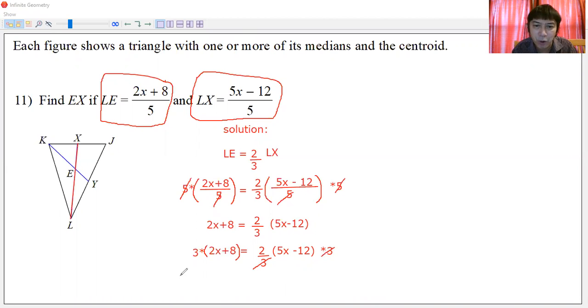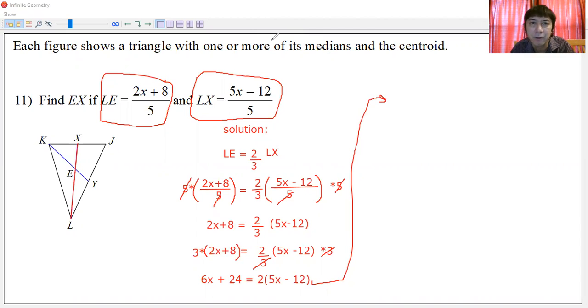Okay, now we're going to expand it. Okay, what remains will now be 3 times 2x. That gives us 6x. And this will be plus 3 times 8, that's 24. And this is equal to 2. The number 2 is still there of the 2/3. We still have the 2 there. Times the quantity 5x minus 12. There. Okay, so we continue in the right side of the screen. Up here. All right.